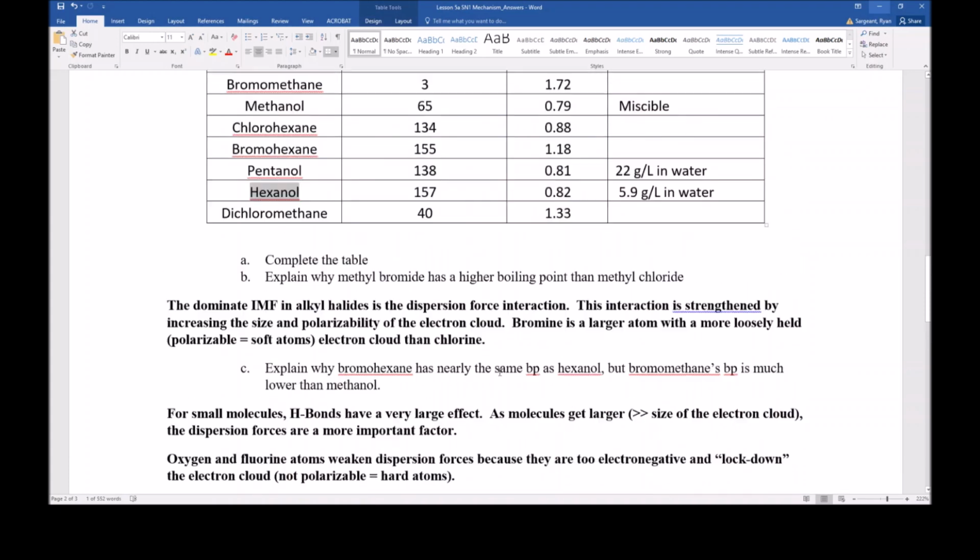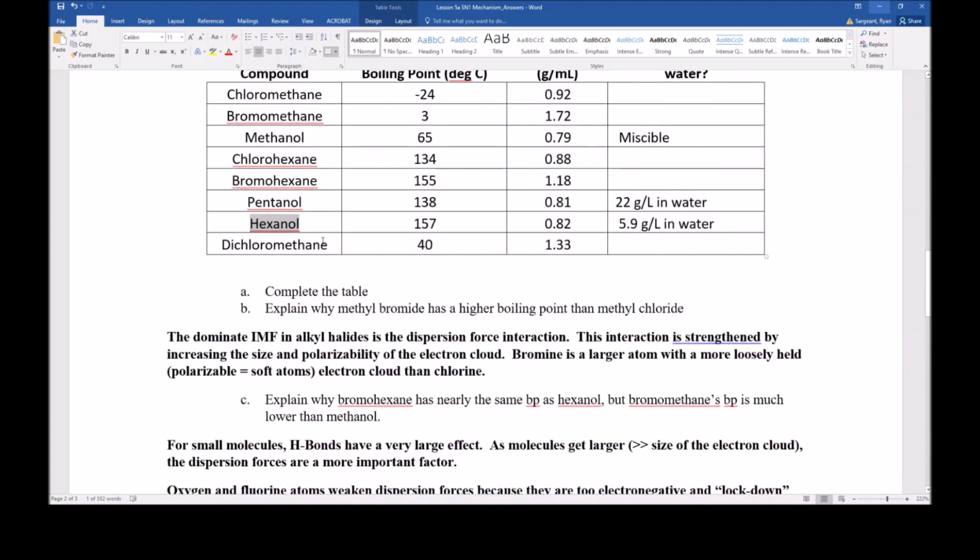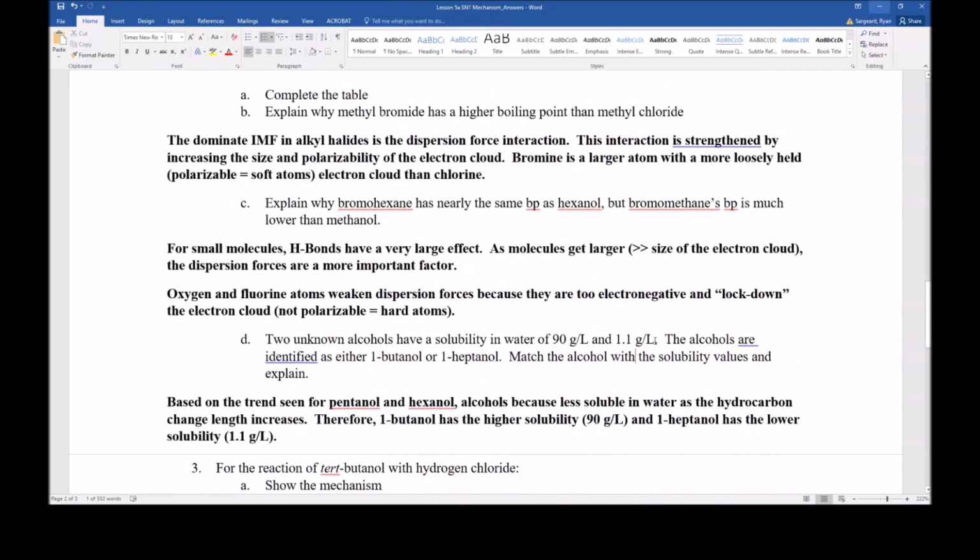And so based on the trend that we saw up here for pentanol and hexanol, you expect a larger number of carbons produces a less soluble alcohol. So this 1.1 grams per liter must go with the larger hydrocarbon chain, the 7 carbons in heptanol. The position of the alcohol will also affect this number, and it does it in not a very predictable way. So if you start incorporating branches in this, you can start to affect that solubility. That's why there's not a clear cutoff between soluble and insoluble, or miscible and immiscible, for alcohols.